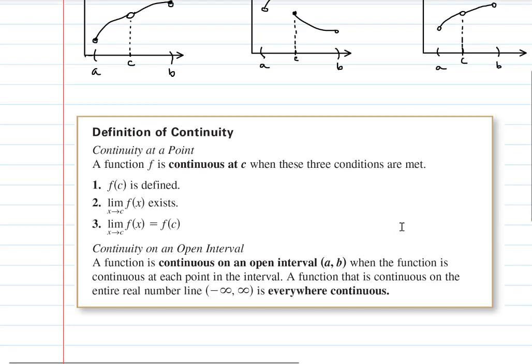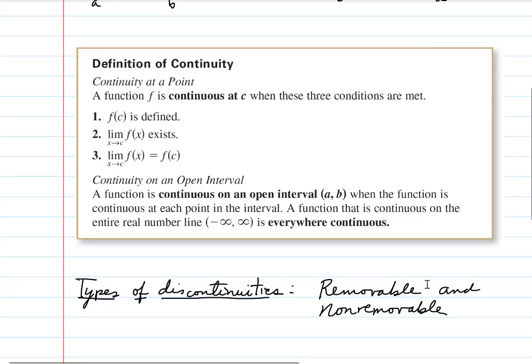Okay, so here we have the formal definition of continuity, and again, when one of these conditions fails, then we say the function is not continuous at that point, right? Or also we say we have a discontinuity at x equal to c. Okay, so the two types of discontinuities are removable and non-removable.